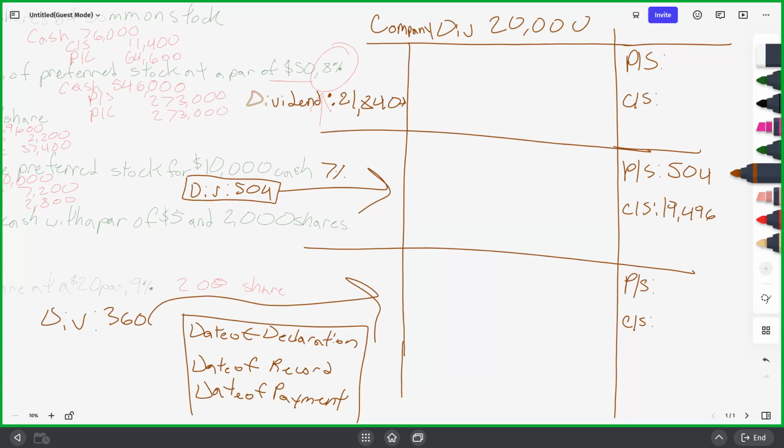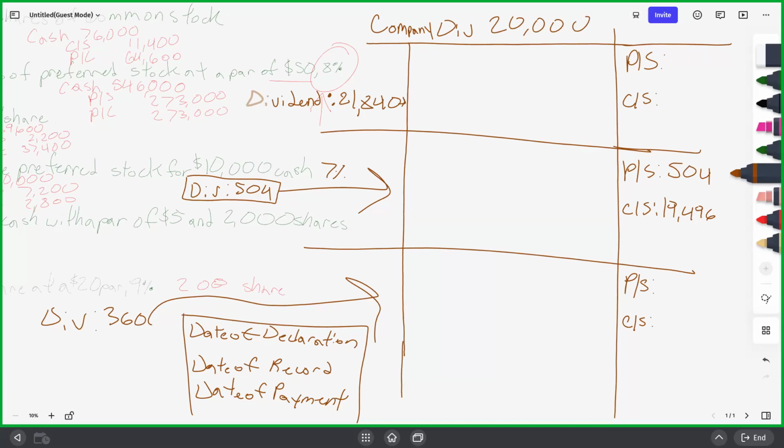So, date of declaration. What's going to be our journal entry? Are we paying it or are we just declaring it? Declaring. So when we declare our dividend, are we now liable for it? Yes. The reason why is, as a company, our word is law. When we declare dividends, we cannot back out of it. The moment we declare a dividend, we are legally obliged to pay it.